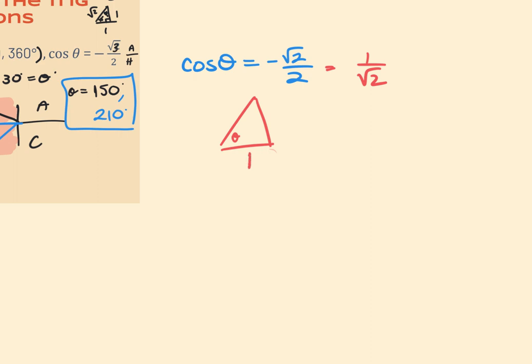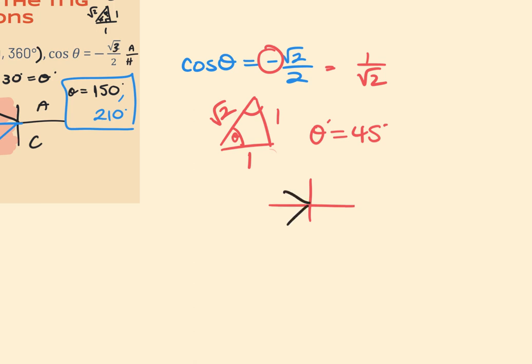So now cosine would be 1. Hypotenuse would be root 2. Missing side would be 1. Which triangle is this? 45, 45, 90. Does it matter if this is 45 or this is 45? No, they're both the same. So theta here, if it was a positive root 2 over 2, would be 45 degrees. That's going to be my reference angle. And we just said cosine is negative in what 2 quadrants?